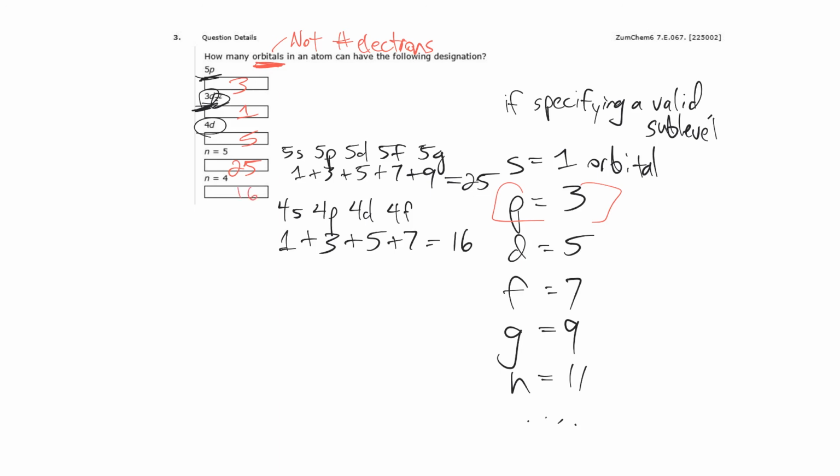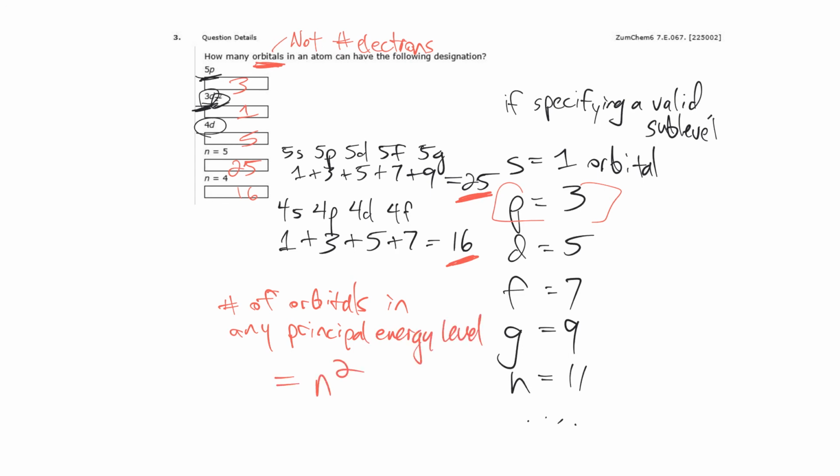Now, students, it's not an accident, if you're watching closely here. 25 is 5 squared. 16 is 4 squared. The number of orbitals in any principal energy level is equal to the value of n squared. And that's the case for all of the principal energy levels.